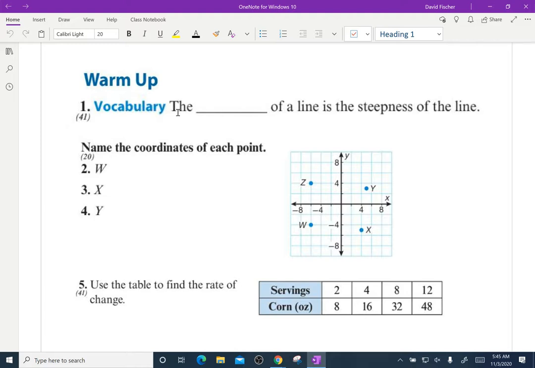So if you would just pause the video and do the warm-up, I have the answers on the next page. So come back when you're done.